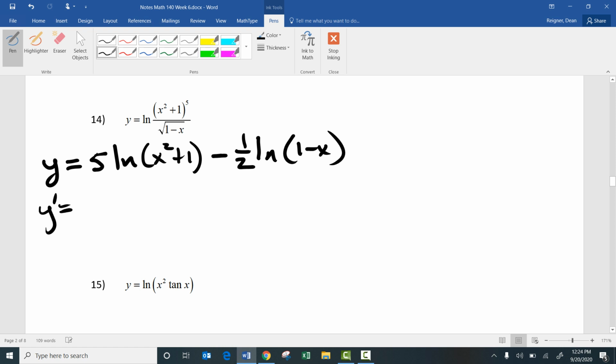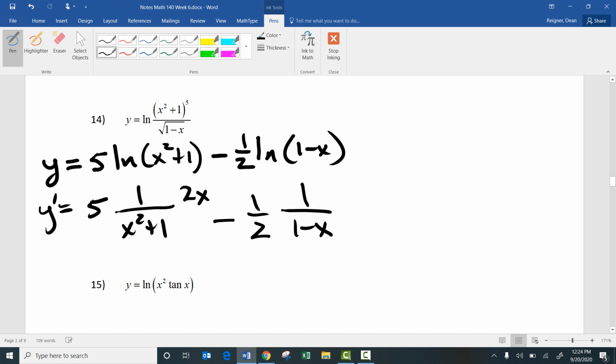So the derivative of y is y prime. 5 comes along. The derivative of a natural log is 1 over that thing times the derivative of that thing, which is 2x. Minus 1/2 comes along. Derivative of a natural log is 1 over that thing. Now be careful, the derivative of that thing is -1. And that's pretty much all you need to do for this one. Just combine like terms. So 5 times 2x is 10x, and then over x squared plus 1.